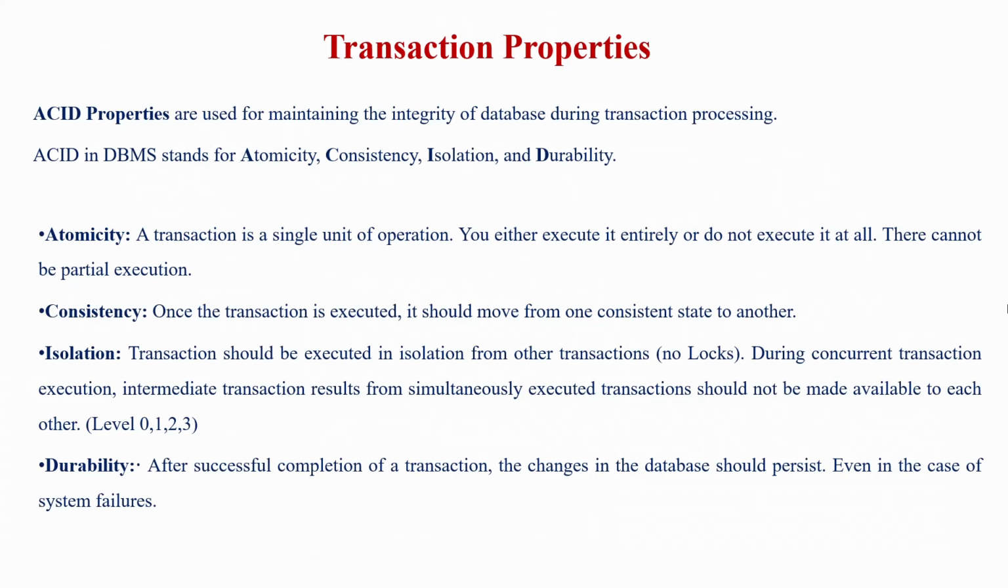Like if T1 has started execution and uses the tables A and B, transaction 1 should complete all the operations, and only then can the other transaction access the databases A and B. Durability: after completion of the transaction, the changes are made permanently in the database. We can retrieve the database even after a system crash or system failure.